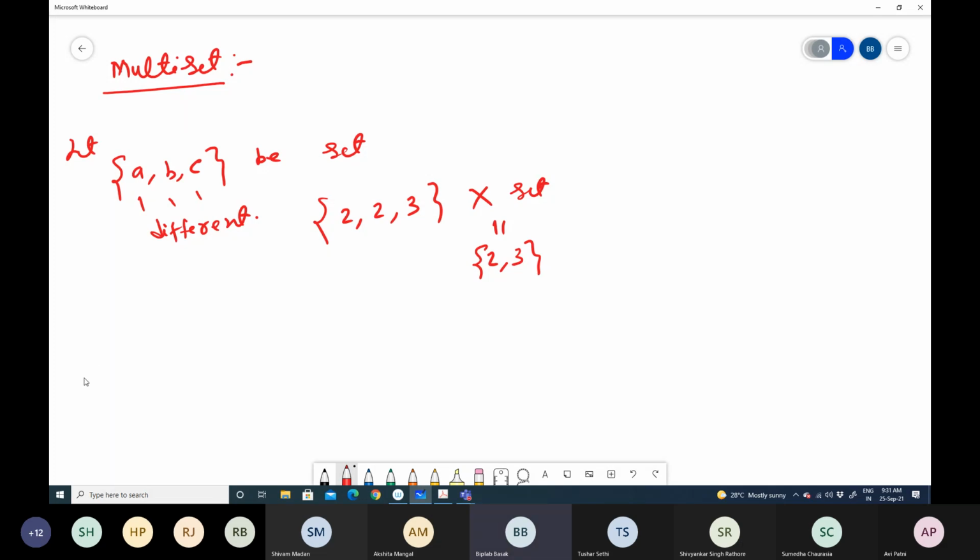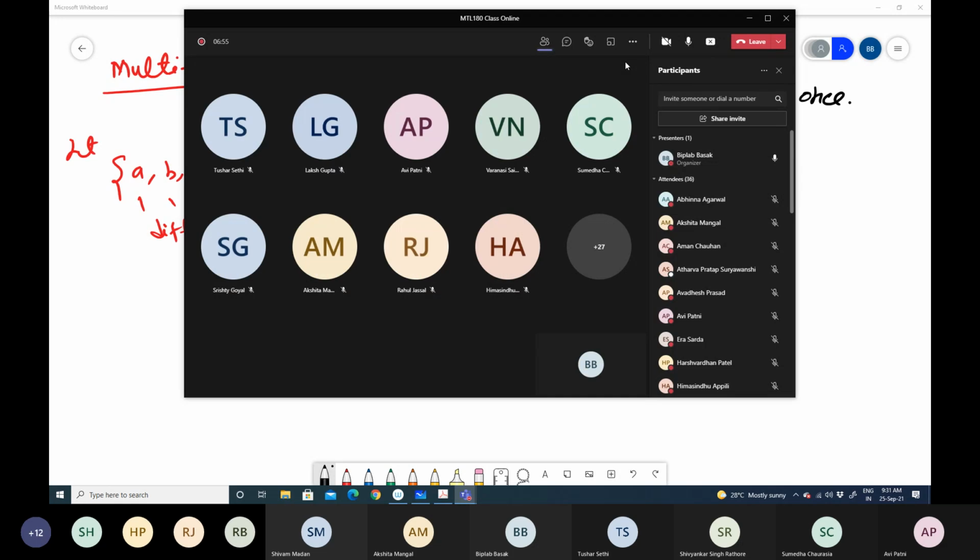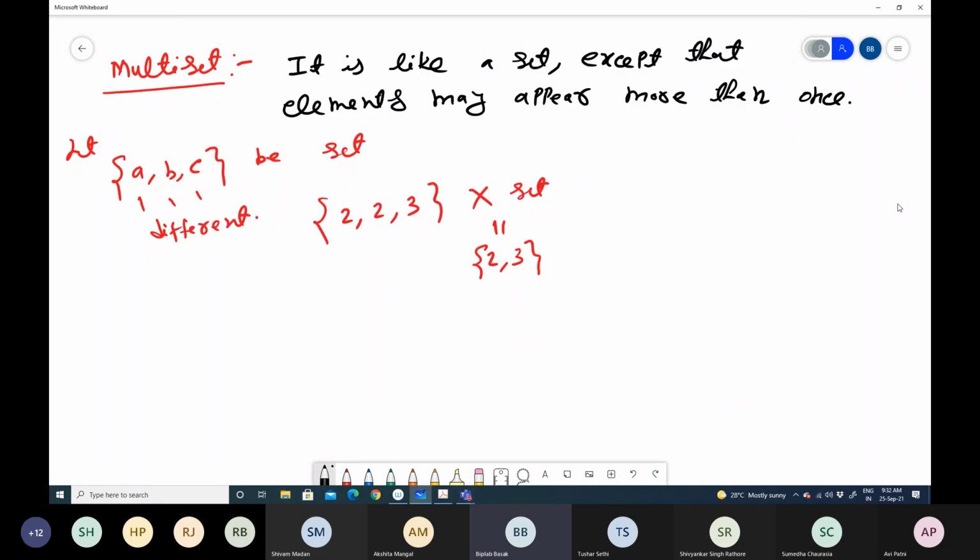So a multi-set is like a set except that elements may appear more than once.